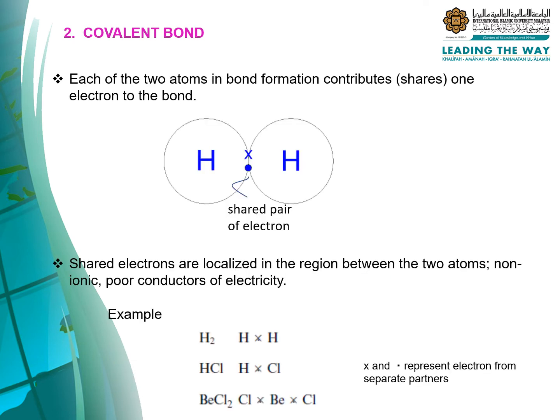The second is the covalent bond. In a covalent bond, each of the two atoms participating in the bond formation contributes 1 electron to the bond. Both electrons are shared equally by each atom. The shared electrons are localized in the region between the two atoms, and hence the molecules are non-ionic. Examples are hydrogen chloride and beryllium chloride.